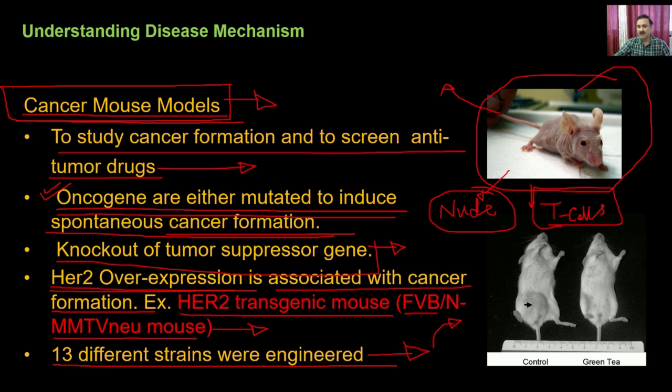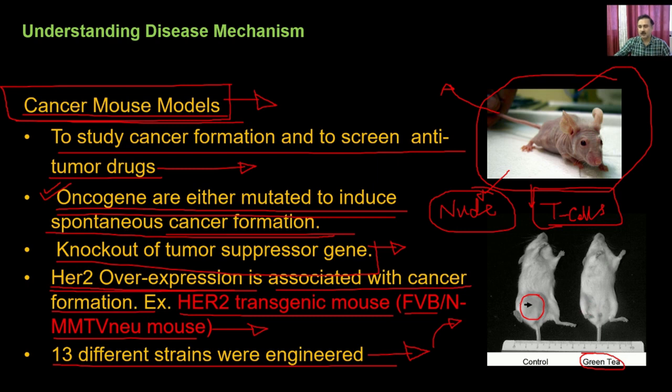When you want to screen an anti-tumor drug, you take the mouse, and suppose these are two transgenic mice, and then you induce the cancer formation. For example, in this case you see here the mouse has developed a tumor, and this is the mouse which is untreated, where you have not treated with the anti-cancer drug, whereas this is the mouse which is being treated with an anti-cancer drug from green tea, right? And you see that the cancer is now not present in this particular mouse.